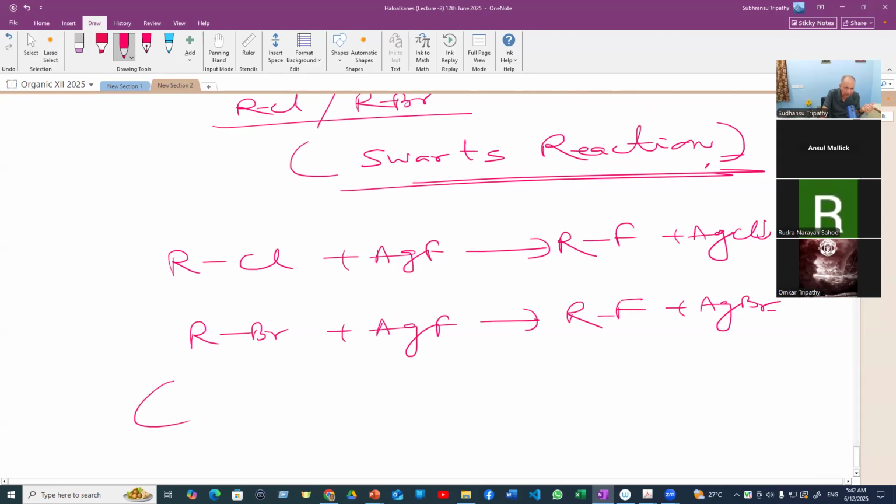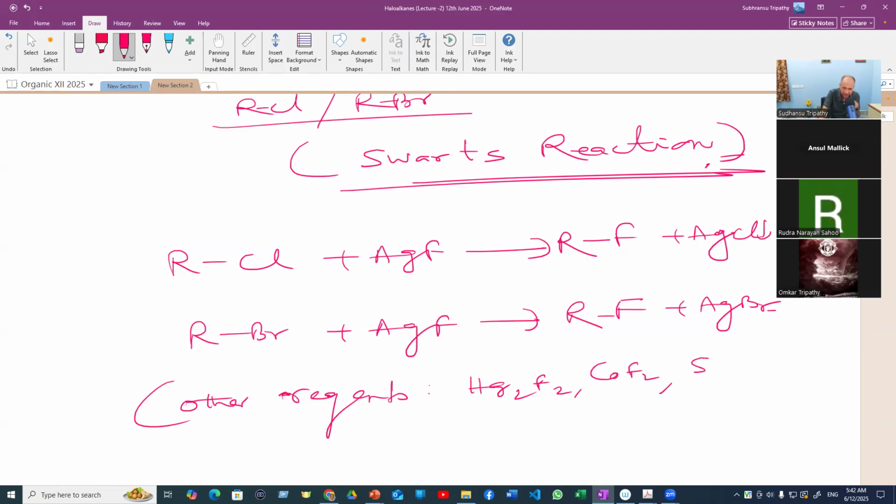You can use many other substitutes. The other reagents which can be used to fluorinate are mercurous fluoride, cobalt fluoride, antimony fluoride, and mercuric fluoride. All these fluorides can also be used in place of silver fluoride to substitute chloride and bromide with fluoride.